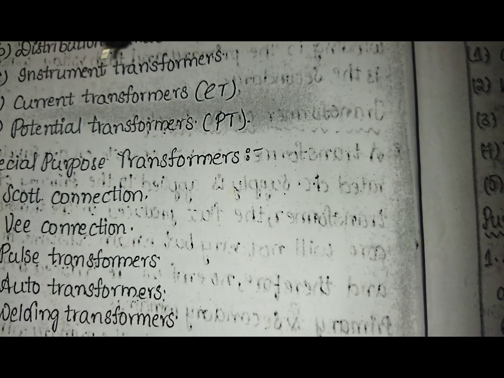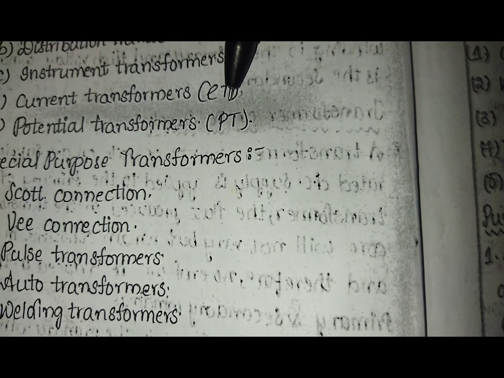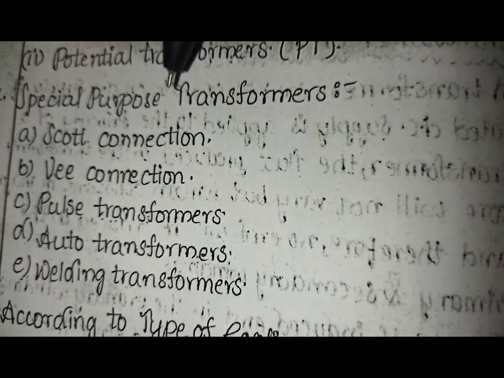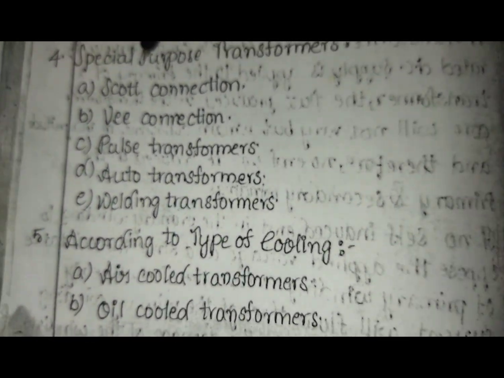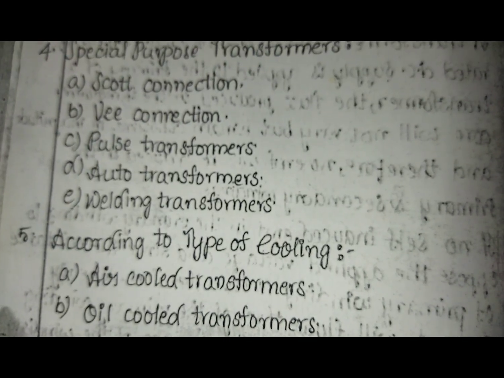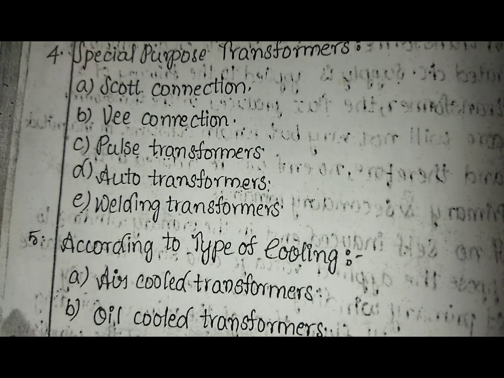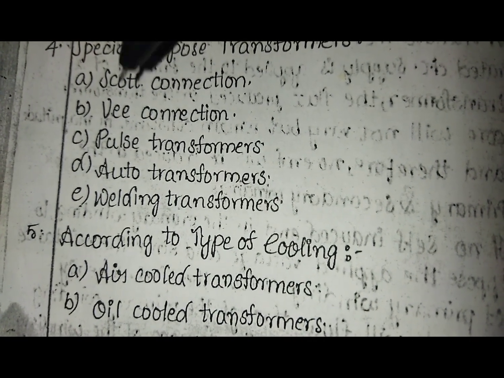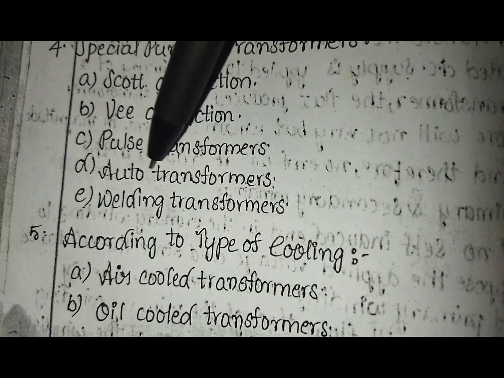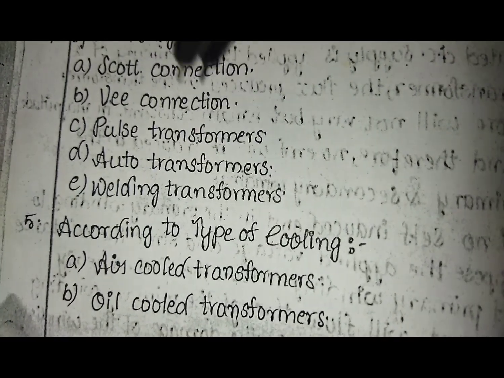Current transformer is also known as CT. Potential transformer is denoted with PT. Special purpose transformers are used for five cases: Scott connection, V connection, pulse transformers, auto transformers, welding transformers. We use auto transformer and welding transformer.